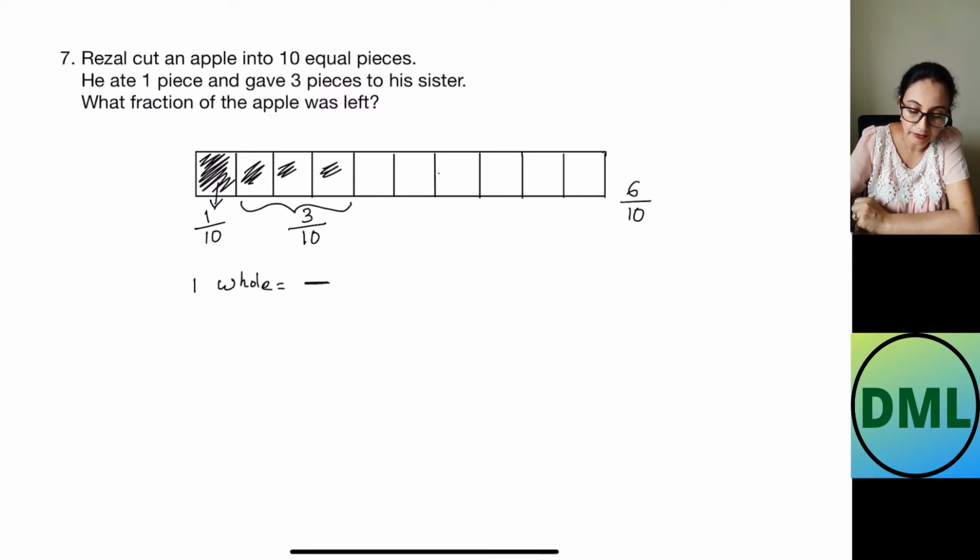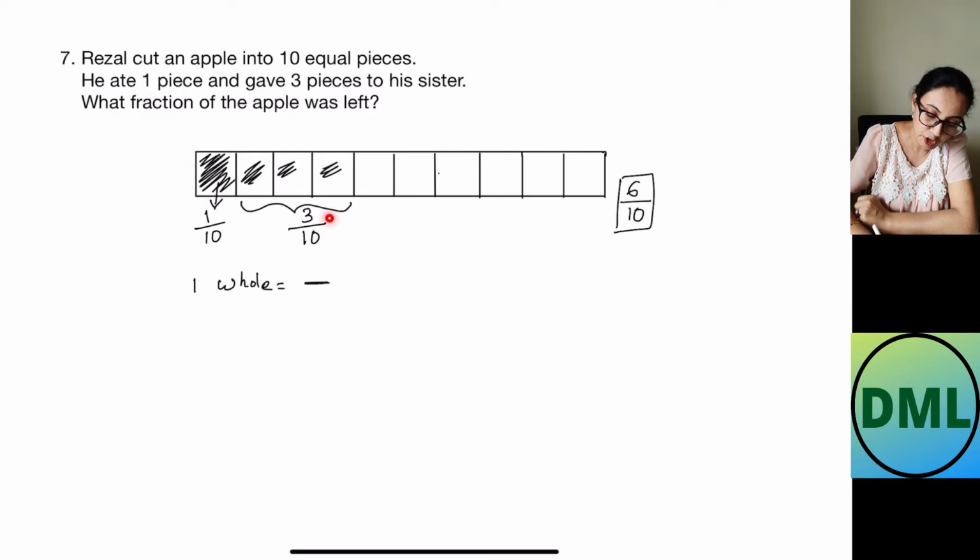I need to find this answer by a different method. This complete picture will be given as one whole. One whole has been divided into how many total parts? 10 parts. So one whole will be written as 10 by 10. Out of 10 by 10, I need to subtract what? I need to subtract 1 by 10 as well as 3 by 10. Let's subtract it: minus 1 by 10 minus 3 by 10.